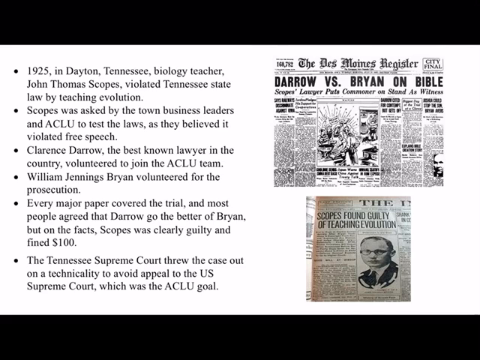Most people agreed during the trial that Darrow got the better of Bryan. But on the facts, Scopes was clearly guilty, which they all knew going in, and was fined $100. The Tennessee Supreme Court actually ended up throwing the case out on a technicality. They did this on purpose to avoid an appeal to the U.S. Supreme Court, which was the intended goal in the first place by Scopes and the ACLU. So he was found guilty, fined, but got thrown out ultimately. And unfortunately for William Jennings Bryan, he actually dies about a week after the trial.